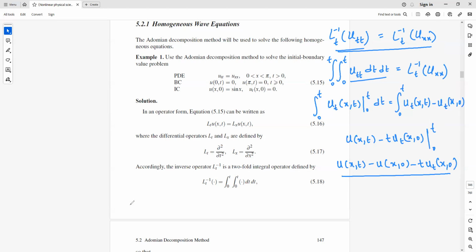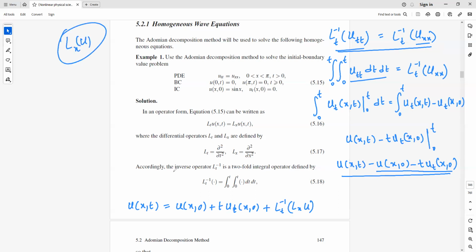Therefore, the left hand side is u(x,t), and if we shift all the initial conditions of the problem to the right hand side, we get u(x,0) plus t ut(x,0) plus LT inverse LX u, since this uxx we can write as LX u, right?